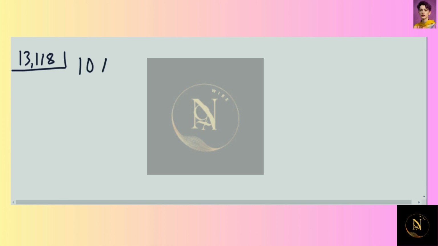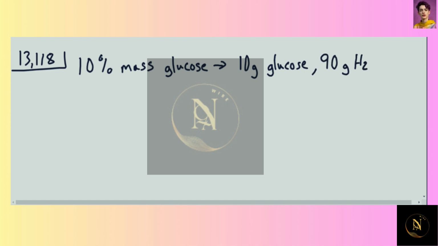So first, let's talk about this glucose solution. If it's 10% mass glucose, what that means is that, let's assume 10 grams of glucose. And if there's 10 grams of glucose, there's going to be 90 grams of water. So the percent mass of glucose is calculated by taking the mass of glucose over the total mass and multiplying by 100. So that would give us 10%.